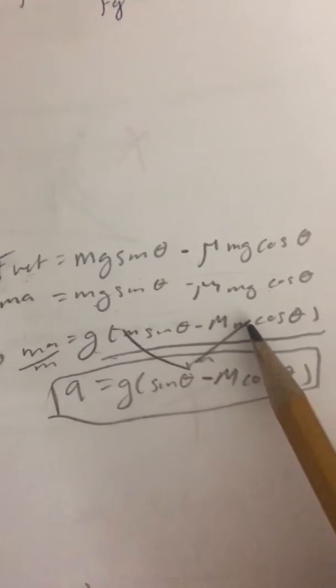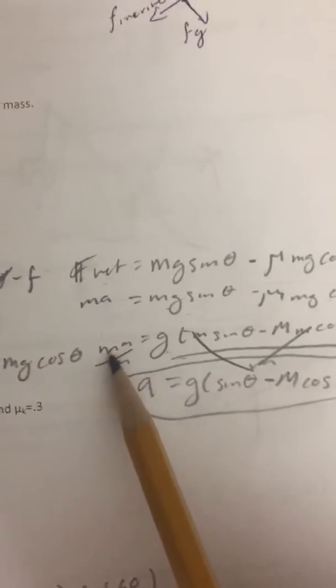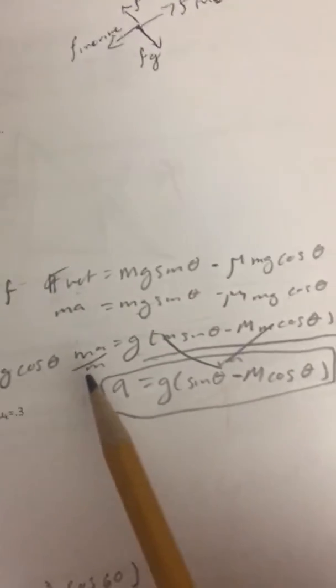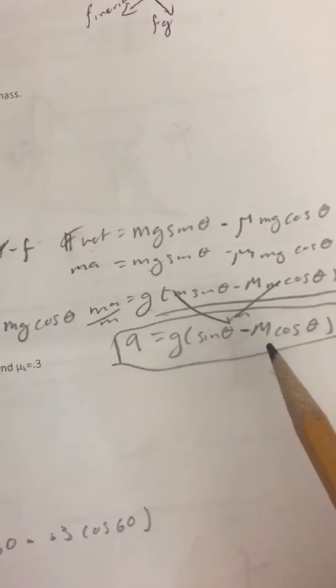So you get ma equals g m sine theta minus coefficient of friction m cosine theta. And in order to find the acceleration, you gotta divide mass on both sides. So you get acceleration equals gravity sine theta minus coefficient of friction cosine theta.